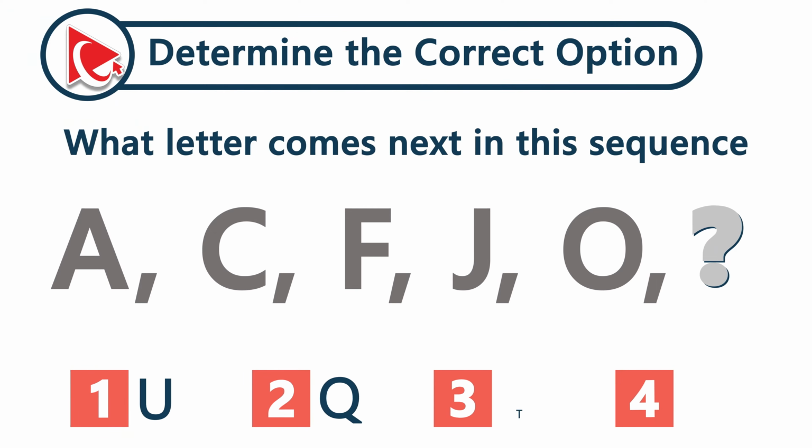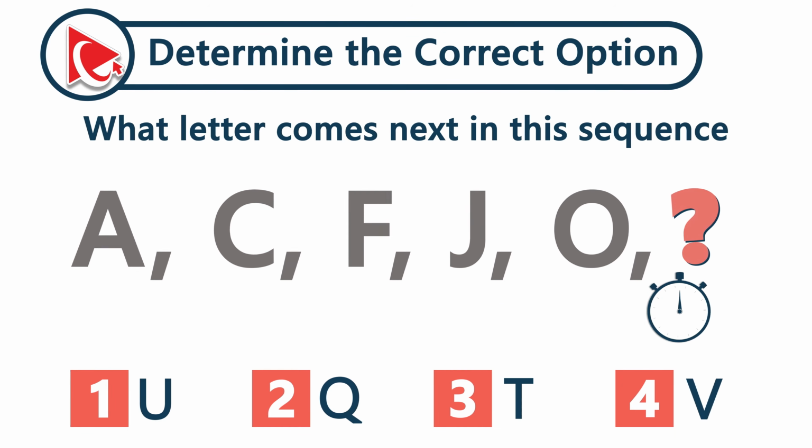What comes next in the sequence? A, C, F, J, O?